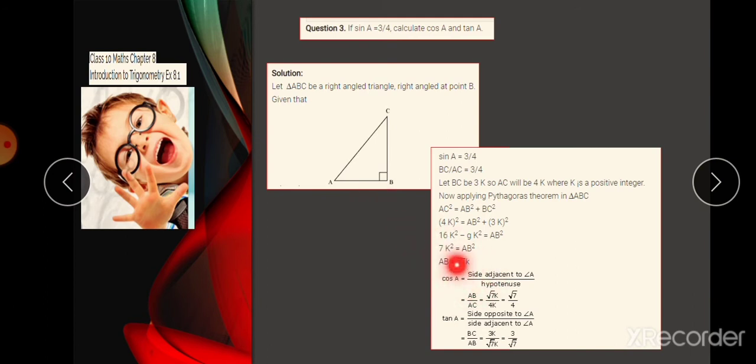Why are we using the k? Here sine is a ratio, so it is a constant value: 3k, 4k. Then (4k) square minus (3k) square, 16 minus 9 is 7, so root over 7k.